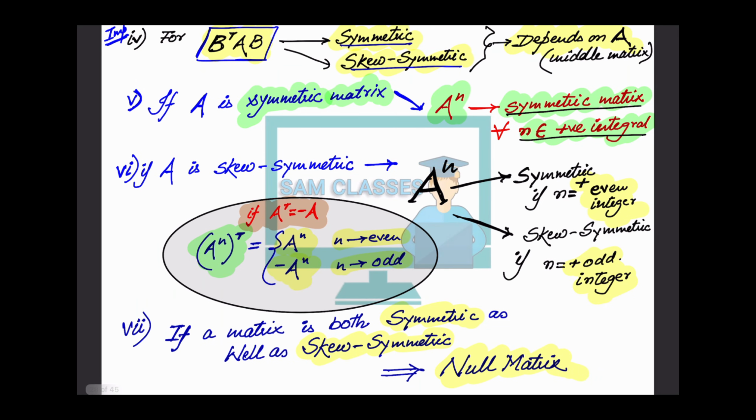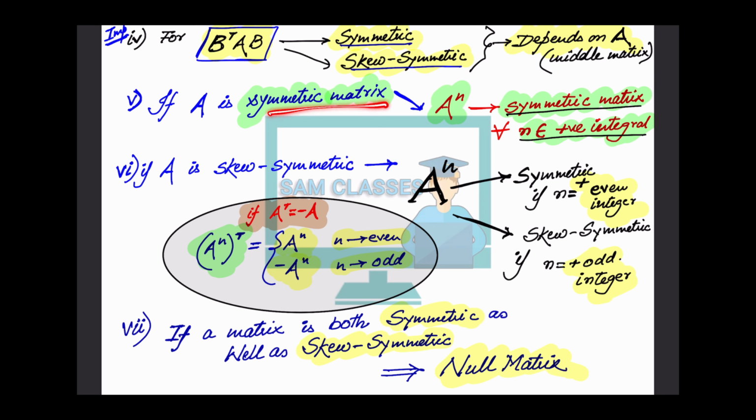Now coming to the second part, the most important properties. If we have anything like B transpose A B, now we have three matrices. In between, we have a different middle matrix A, and at the starting and the ending we have B transpose and B. Now understand, in this case, whether this whole thing will be symmetric or not depends on the middle matrix A. If that middle matrix A is symmetric, it will be symmetric. If it is skew symmetric, it will be skew symmetric. So very important trick for your KCET.